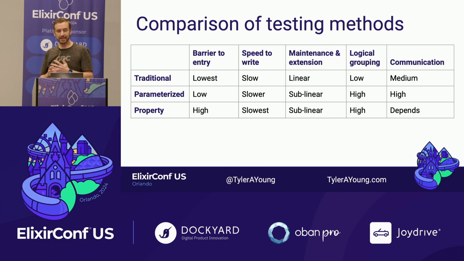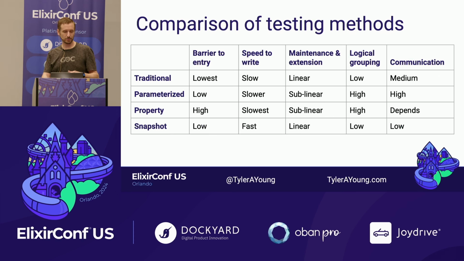Property tests have the highest barrier to entry and are the slowest to write, but again, maintaining those over time takes less effort than having many different tests, and they have a high logical grouping. Communication, I would argue, is mixed. I've seen really communicative property tests, and I've seen ones that were kind of bewildering. All of these are mixed, but I think property tests are more mixed than most.